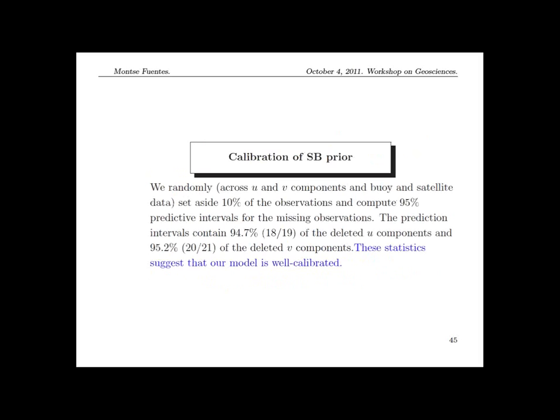We have a model that is well calibrated. Here we eliminated some locations and tried to predict what the value would be, with 95% prediction intervals, and the truth falls inside 95% of the time. We are just right on target. So we are not only improving the prediction of the wind fields, which is the focus, but it really leads to improved storm surge forecasts.